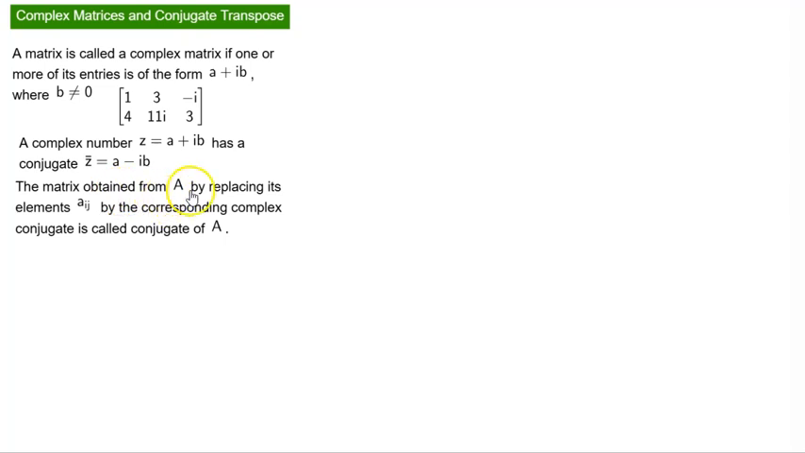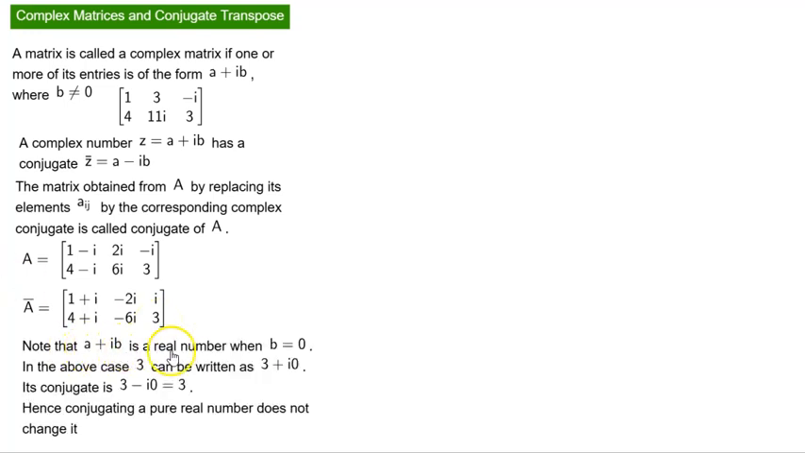The matrix obtained from A by replacing its elements a sub ij by the corresponding complex conjugate is called the conjugate of A. So let's say we have a complex matrix A. Its conjugate would be where we replace all the entries with their conjugates. So we have 1 minus i, we replace it with 1 plus i, which is the conjugate of 1 minus i, minus 2i, plus i, 4 plus i, minus 6i, and 3.